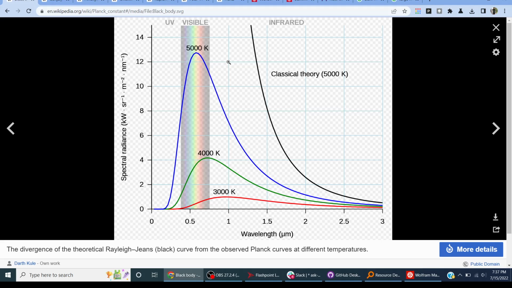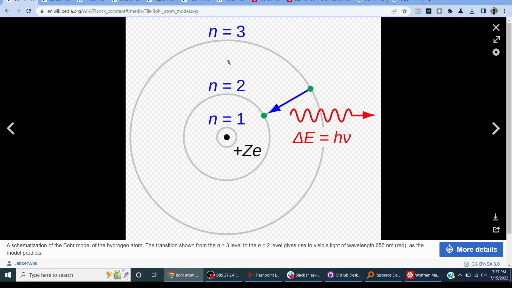amount of wavelengths. A schematization of the Bohr model of the hydrogen atom. The transition shown from the n equals 3 level to the n equals 2 level gives rise to visible light of wavelength 656 nanometers, red, as the model predicts. n equals 2 to n equals 3.